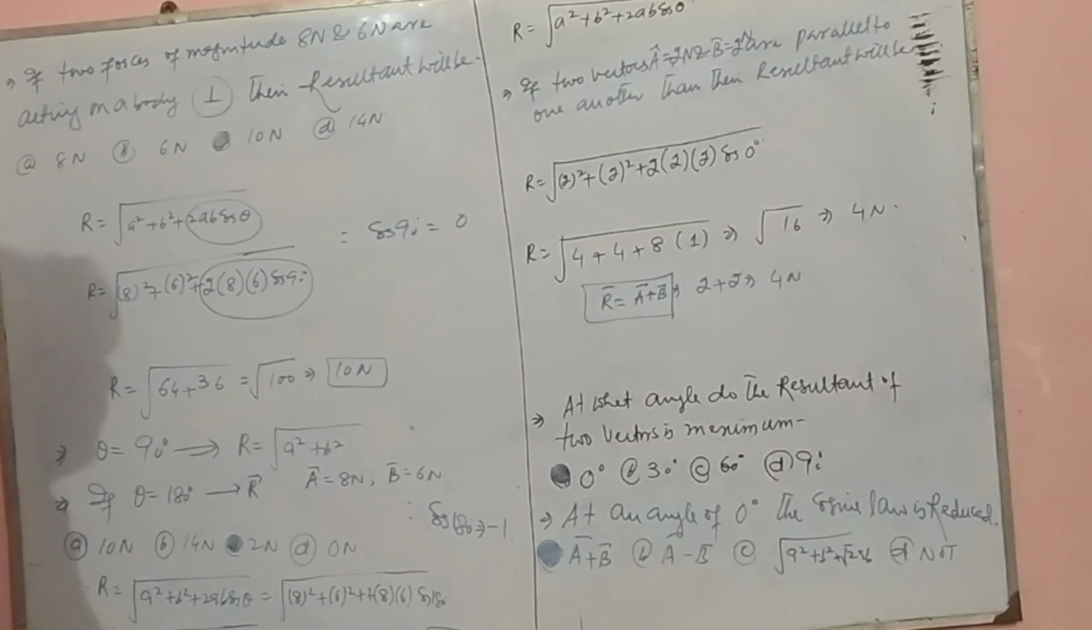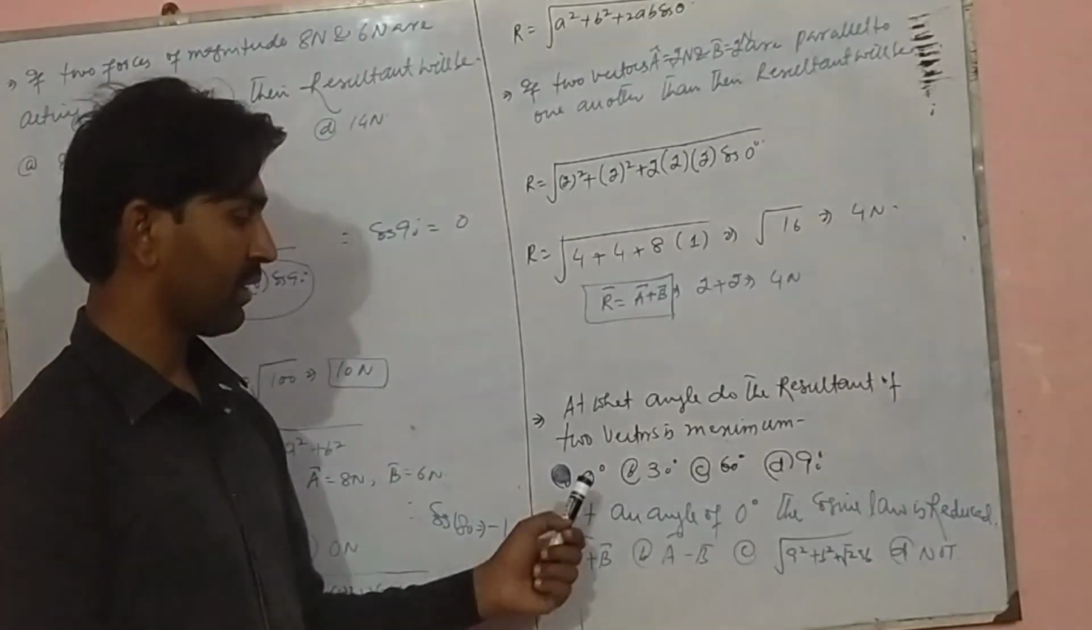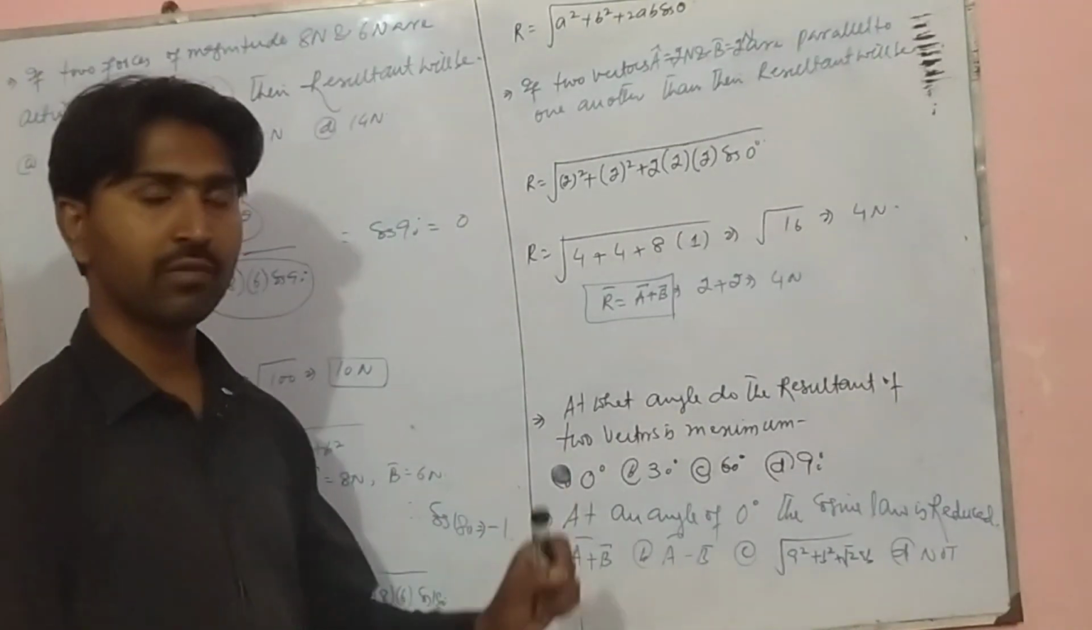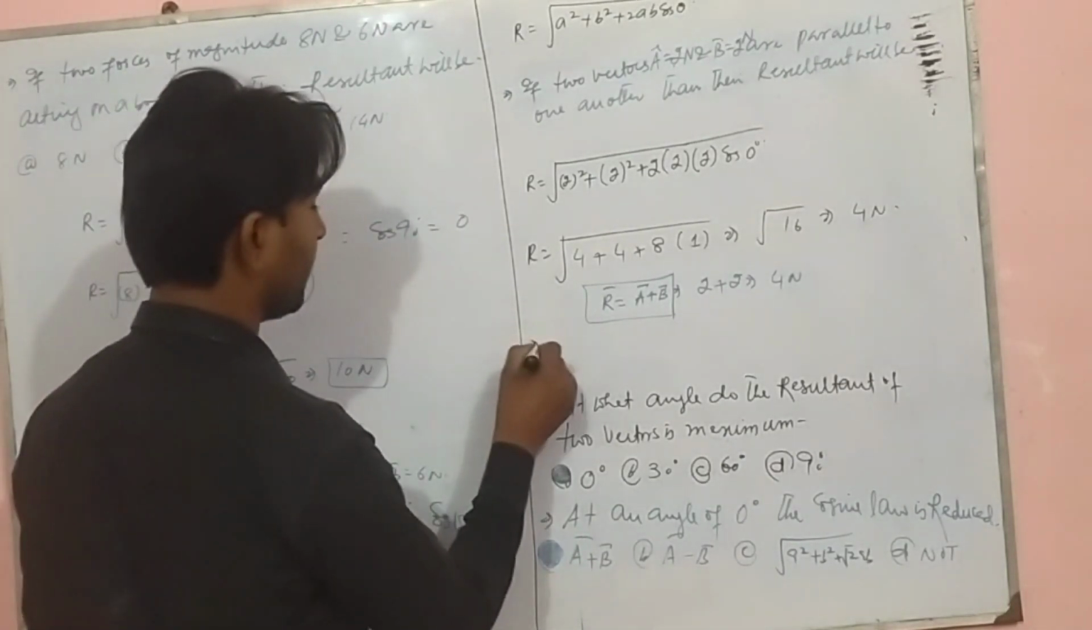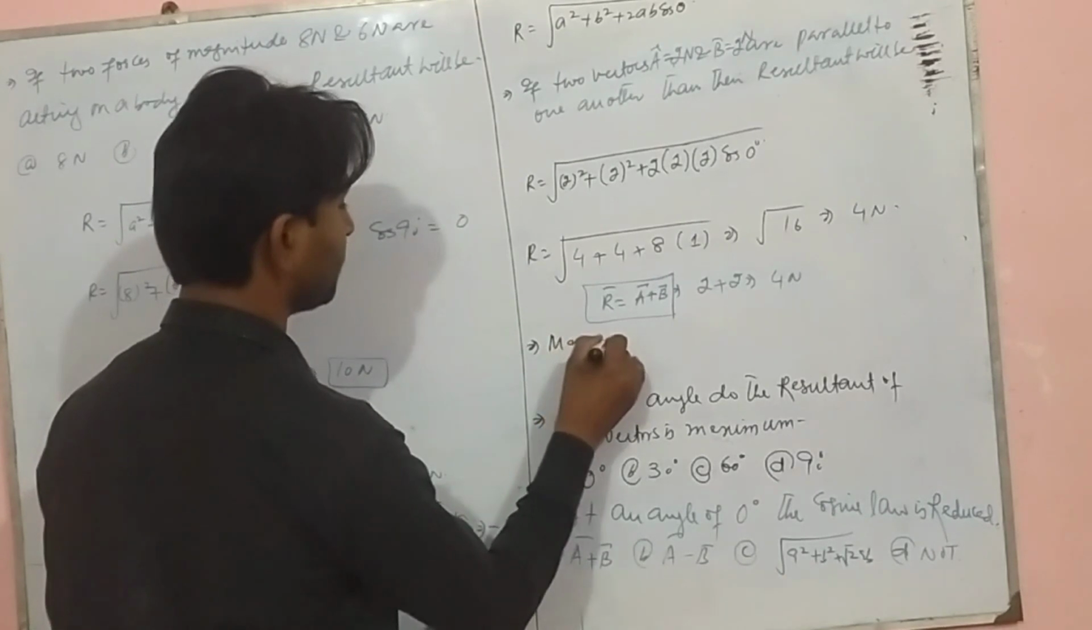Let's say if the angle between two vectors is 0 degree, then the resultant will be maximum. The maximum resultant is obtained.